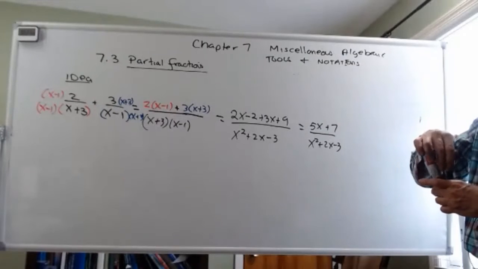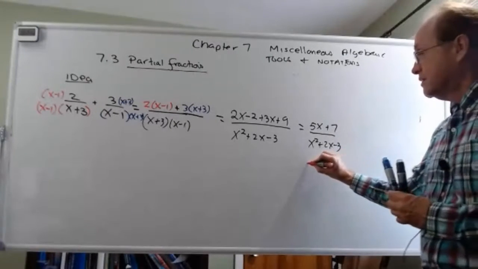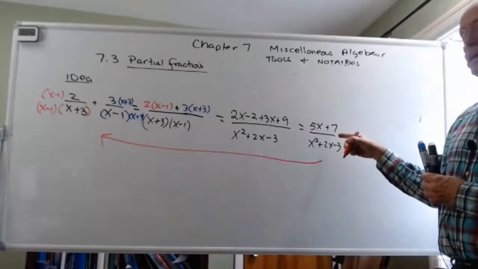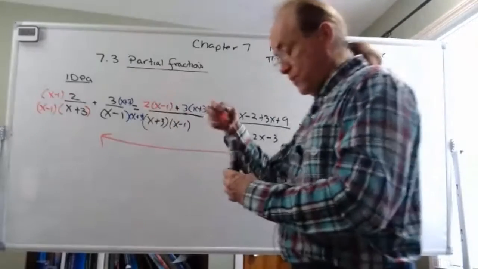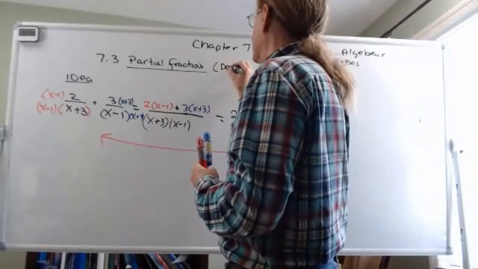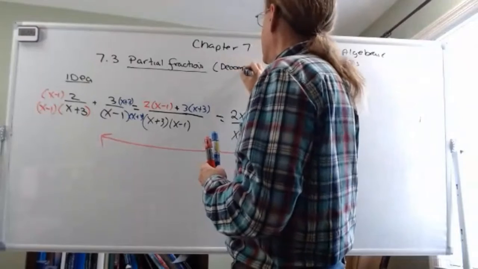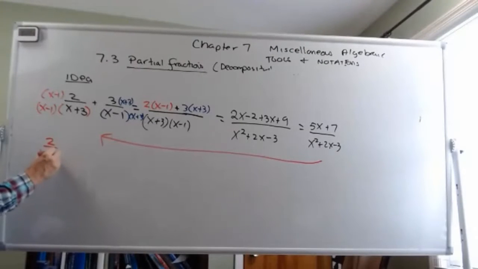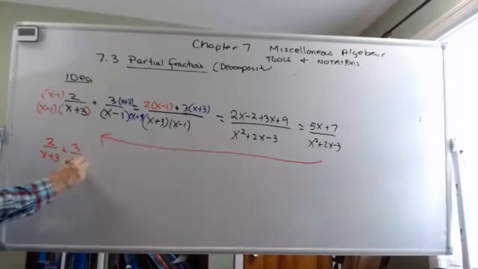Partial fraction decomposition goes in the reverse order. We are given a rational expression, and we'd like to write it and decompose. It's also called partial fraction, and it's also called decomposition. Because I'm going to decompose this into, and I want to end up with this. I want to start with that and end with my original 2 over x plus 3 plus 3 over x minus 1.